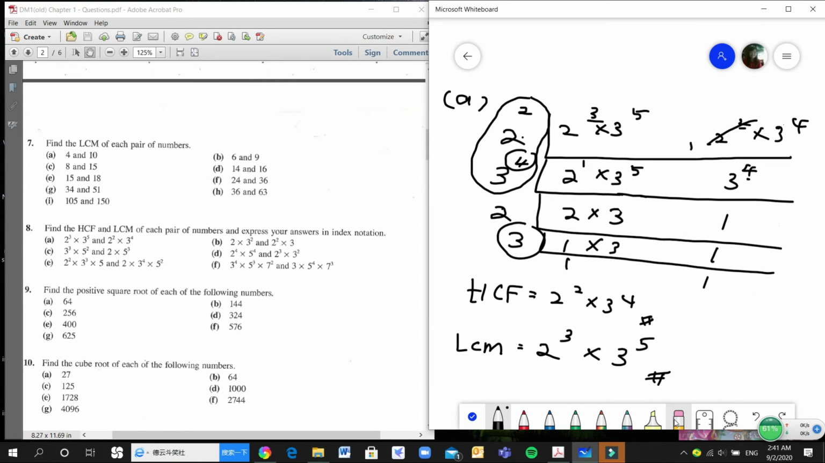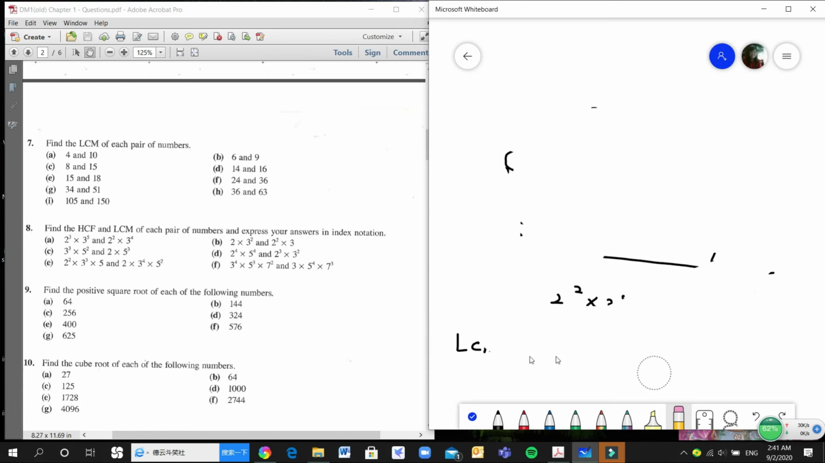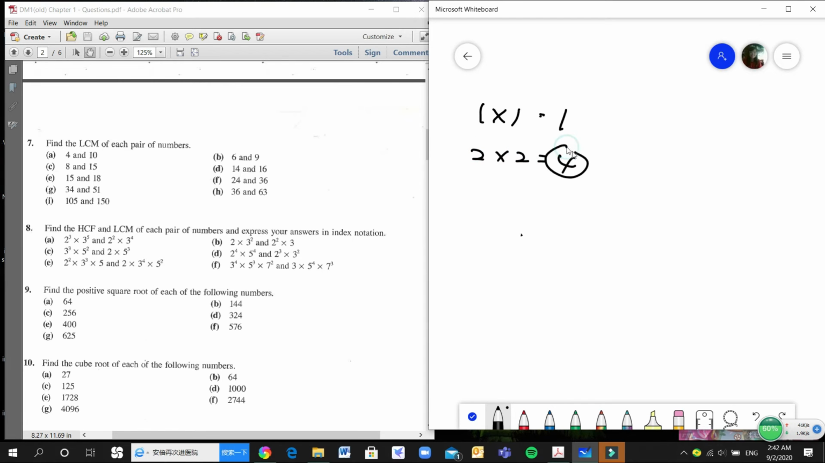Okay, now move to the next one. They ask about the positive square root of the number. Okay, what is square root? Actually, square root is the reverse of the square number. Square number is the same number times together. I will get, for example, 1 times 1 equal to 1, or 2 times 2 equal to 4. This we call square number. It is the product of the same number.